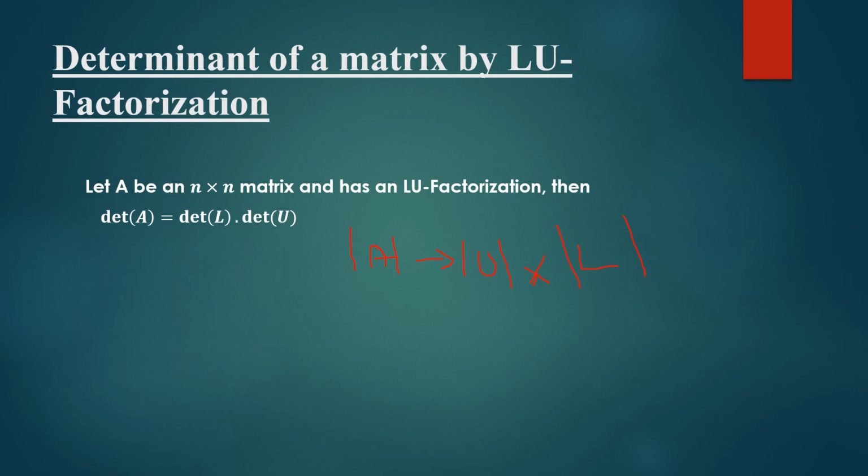Second application of LU factorization. So the problem is similar. You have to find U and L using Doolittle's method, and you have to find the determinant of both. Multiply that, you will get the determinant of A. So the steps are a little bit lengthier when you compare with the determinant of A.